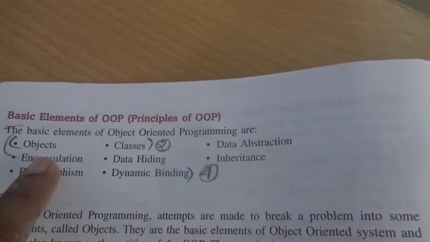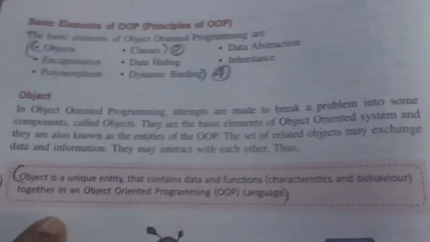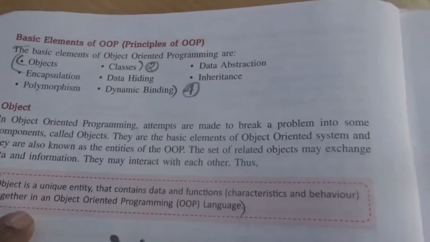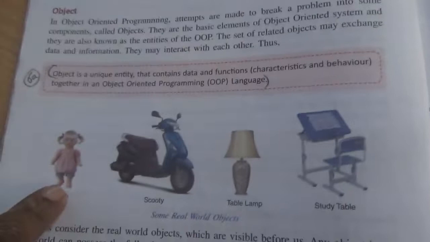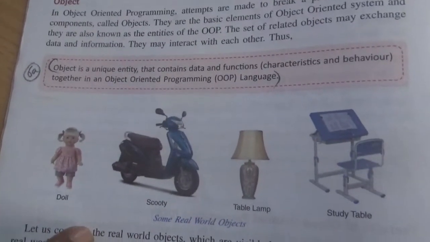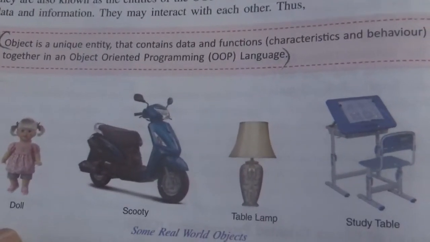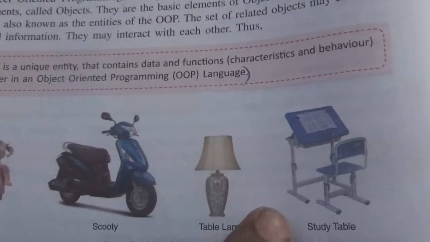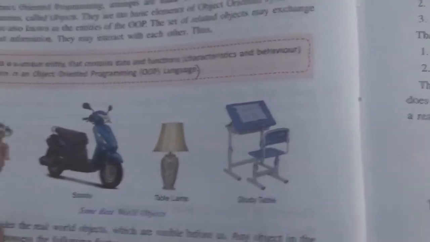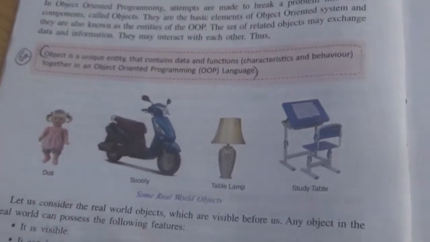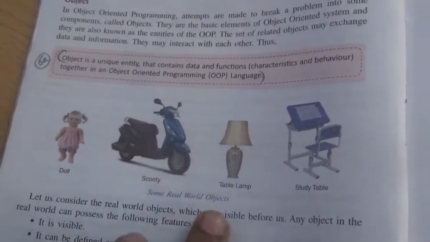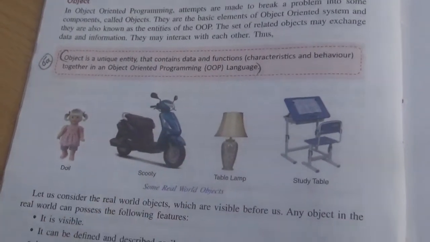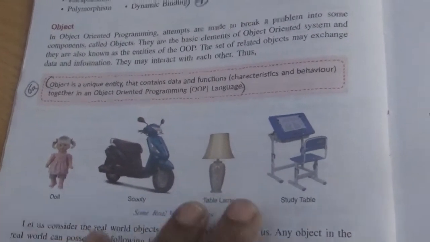Let us discuss one by one. Now the first one is object. So what is actually an object? See here, so many diagrams we can see. There is a doll, there is a scooty, there is a table lamp, there is a study table. All these are examples of an object. They are real world, practical examples of objects.